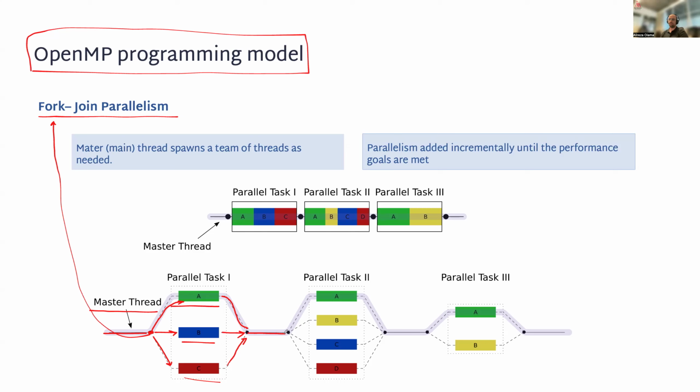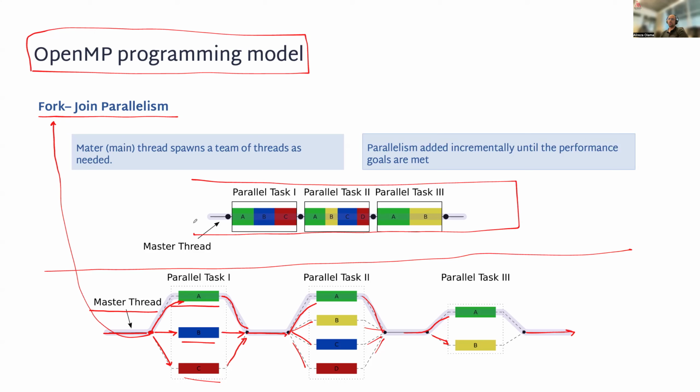You continue execution, and at some point in your program, you have some other tasks that you want to perform in parallel. Then you create different threads again. You fork different threads, and then you join after they're done. And you fork again, and you're done, right?